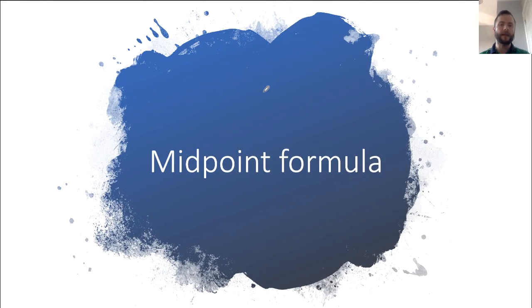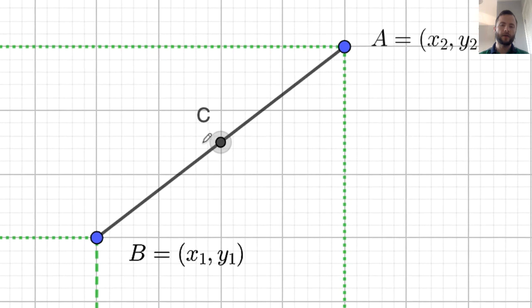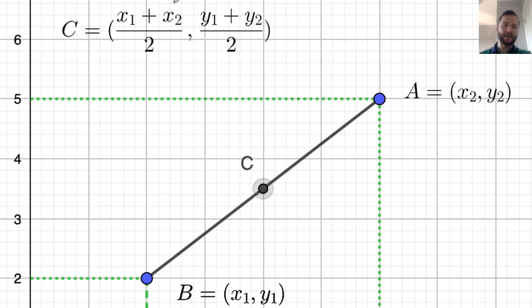So then we can take a look at the midpoint formula. The midpoint formula allows us to answer the question: what are the coordinates of the point that is halfway between any 2 given points? So here we have 2 points, A and B. A has coordinates of x2 and y2, and B has coordinates of x1 and y1. And we're looking for the coordinates of point C. A very simple way to find the coordinates of point C is to add the x coordinates of both points and divide by 2, and then add the y coordinates of both points and divide by 2.